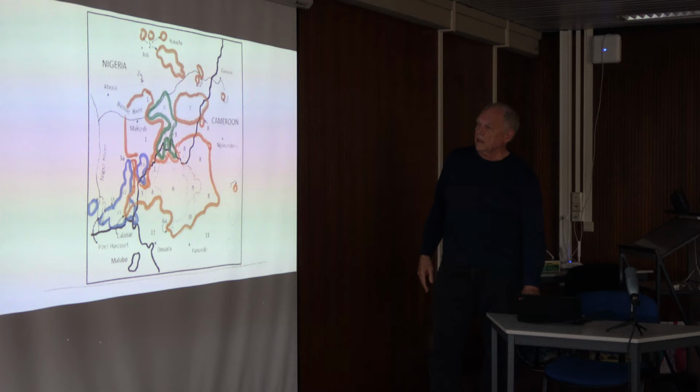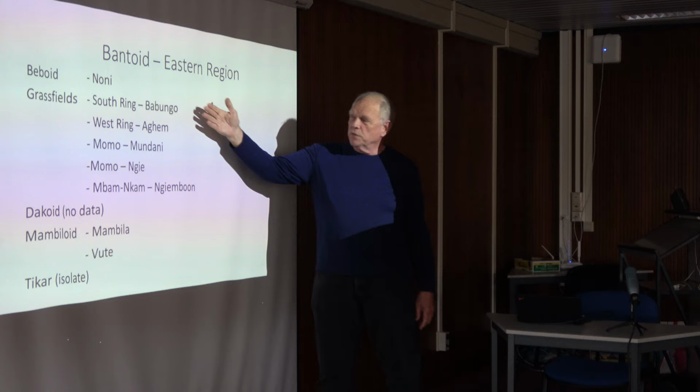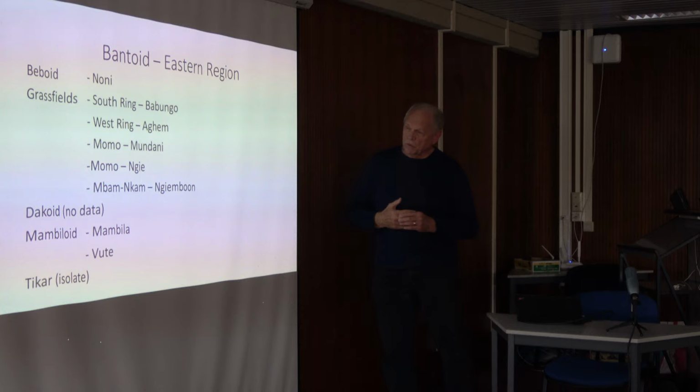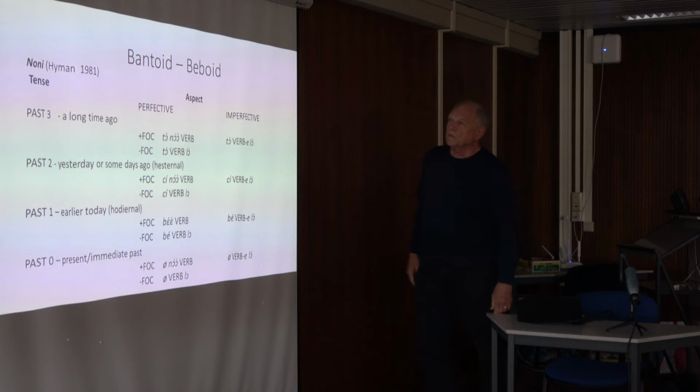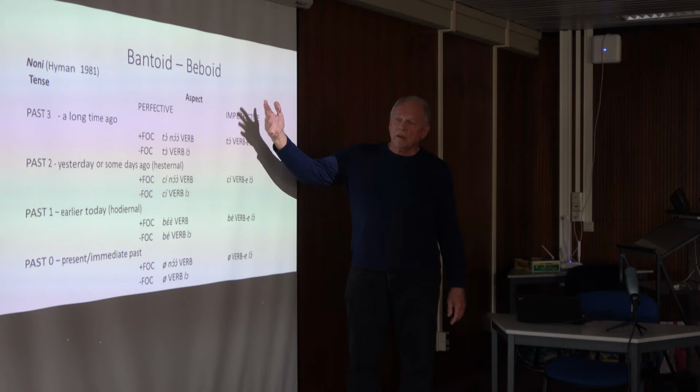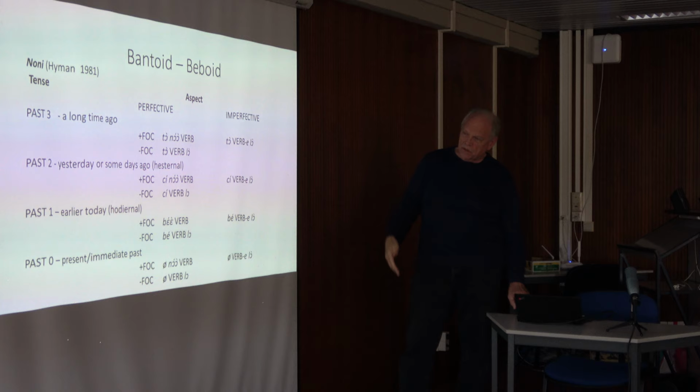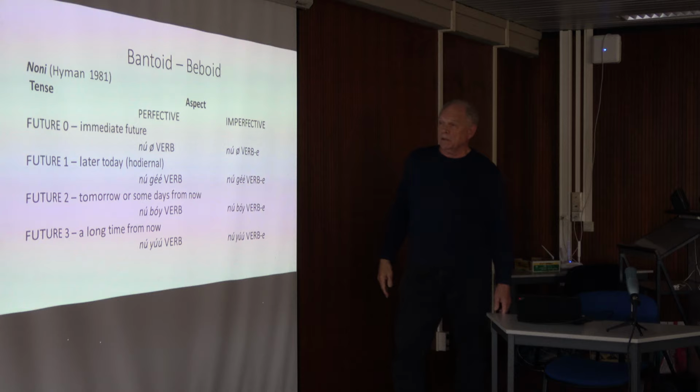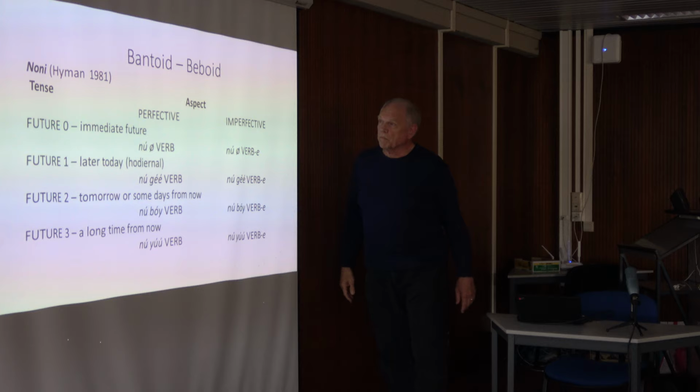Now we move into the western side, where we look at Beboid, the grass fields, a set of languages in grass fields. Dakoid, I have no verbal data at all on that, so we'll skip that. But Mambiloid and Tikar. This is work by Hyman, 1981, on tense aspect in Beboid. It's clearly got tense. It's got three past tenses, we could say, and a present tense. And then it's got three futures, in that immediate future, this kind of present, immediate past, immediate future distinction.